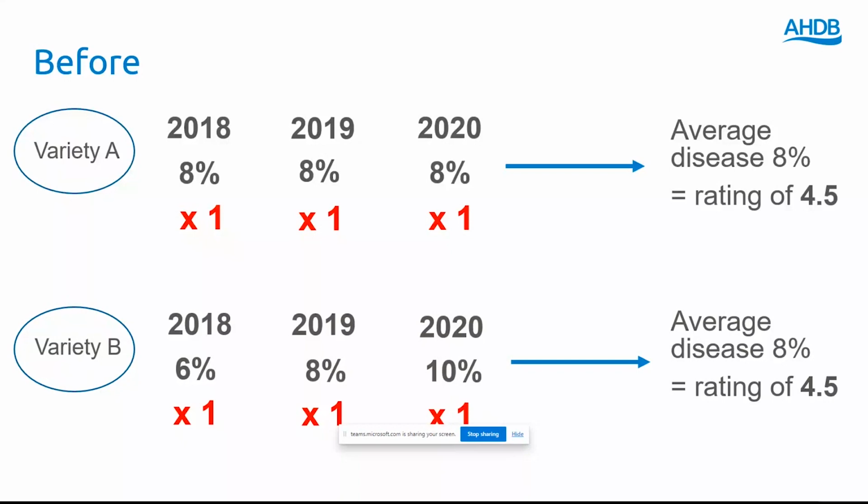For variety A with an equal weighting, the average level of disease is 8%, and this leads to a rating of 4.5, which would be rounded up to a 5 in the RR booklet. But the average level of disease for variety B when using this old method is also 8%, even though it has more disease in the most recent year.